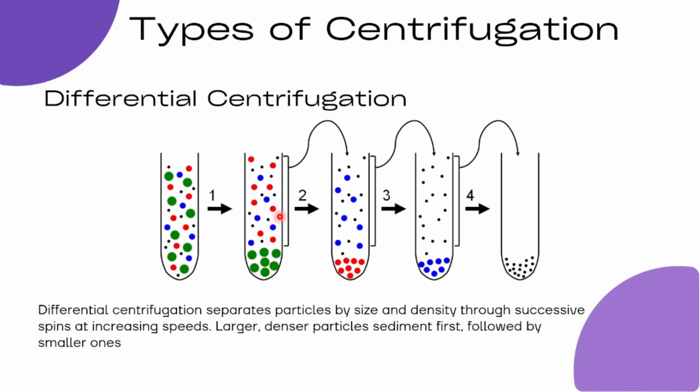So thereafter, after they've been separated, the supernatant is taken into another tube and is centrifuged again, this time with a higher speed. And then the biggest particles, which is now the red particles, will be the ones to sediment to the bottom. Thereafter, supernatant is taken and the process repeats like that. Now, this process is used in the fractionation of cells.